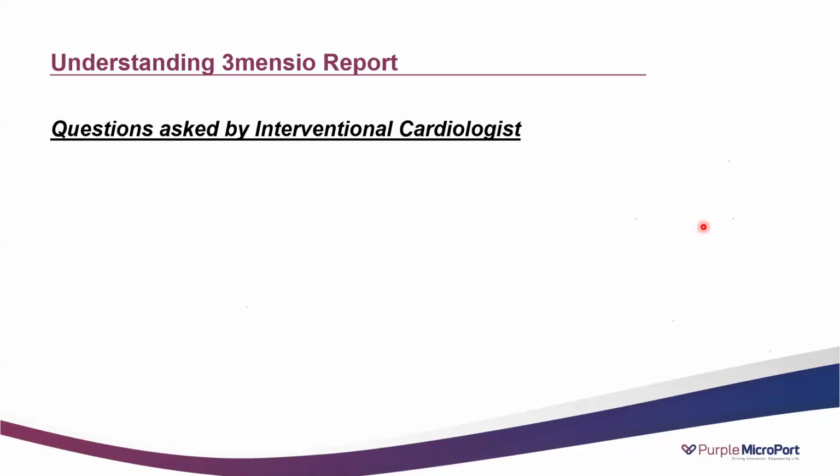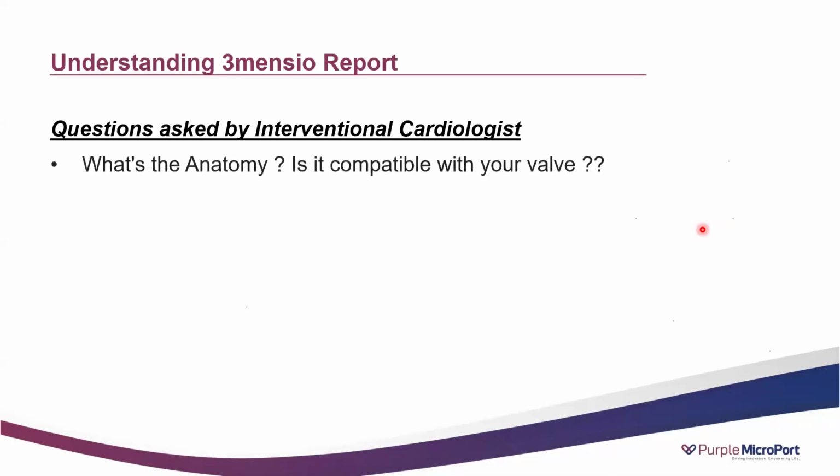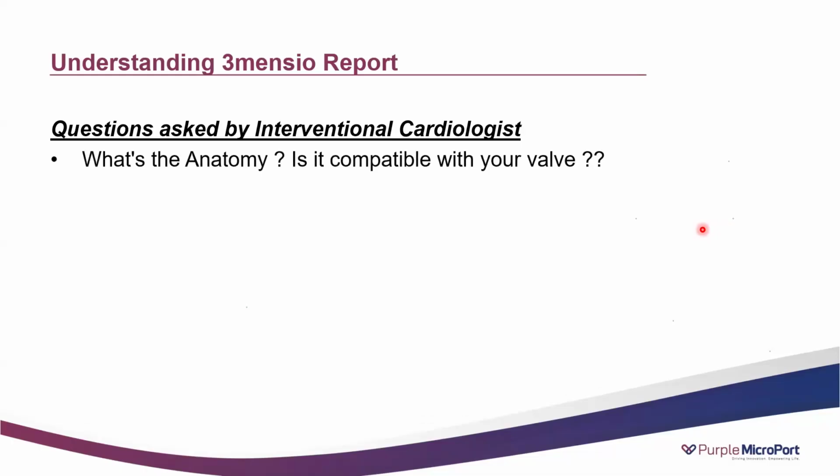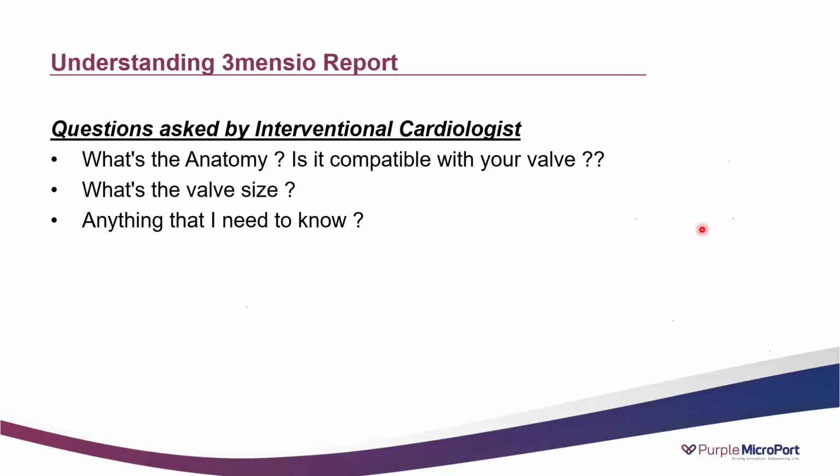So what are the usual questions the cardiologist will ask you when he sends you a CD or a CT link? What is the anatomy? Is it compatible with your valve? First thing he will ask is whether it is a tricuspid or a bicuspid valve. Secondly, he will ask what the valve size is and what your recommendation is. Then he will compare with the other companies also. Anything additional I need to know, or what are the chances of pacemaker implantation?